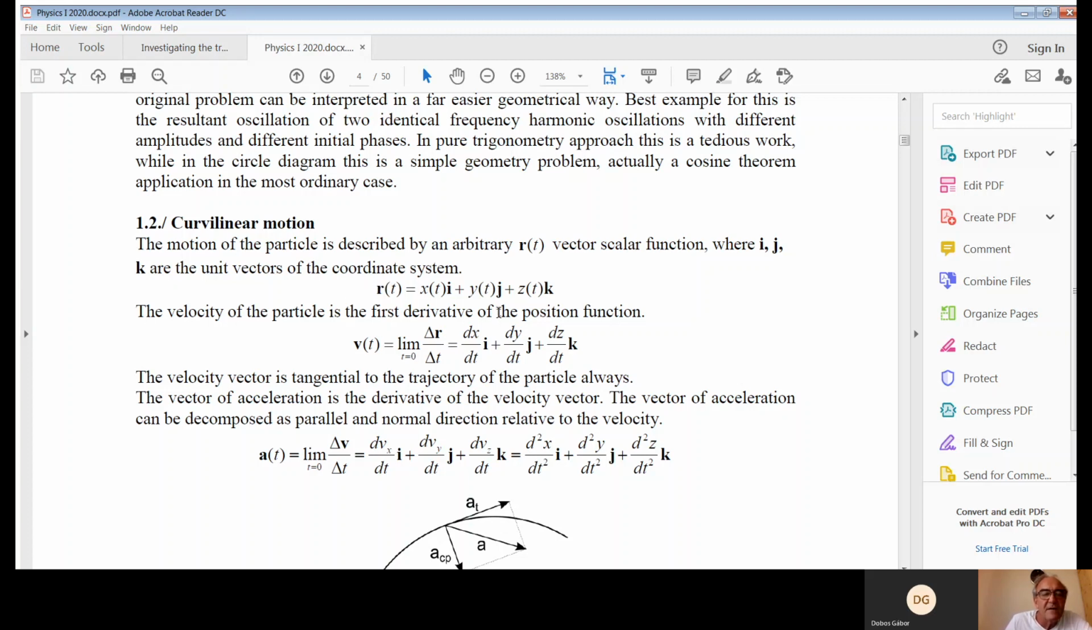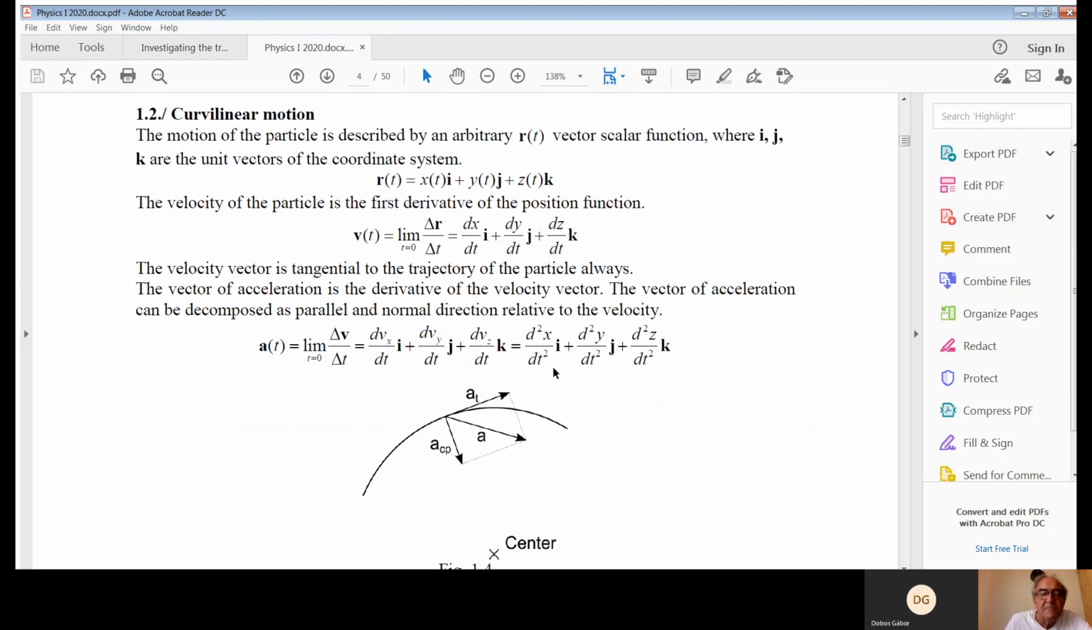The velocity of the particle is the first derivative of the position function. If we differentiate that, differentiation is a linear operation, so we can do it separately for the coordinates by keeping the i, j, k multipliers next to them. Therefore, the velocity will show up like this. Here is an important point. The velocity vector is tangential to the trajectory of the particle at all times. So the velocity is always tangential to the trajectory.